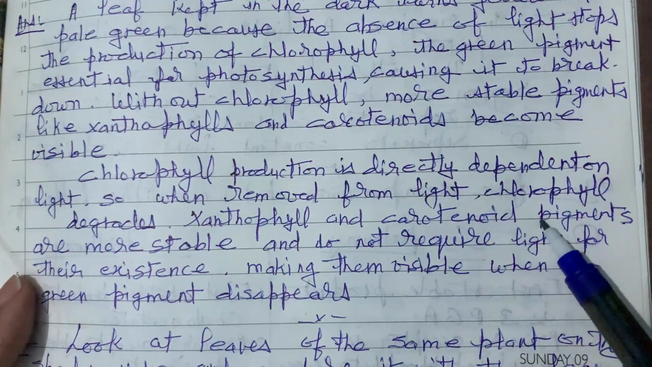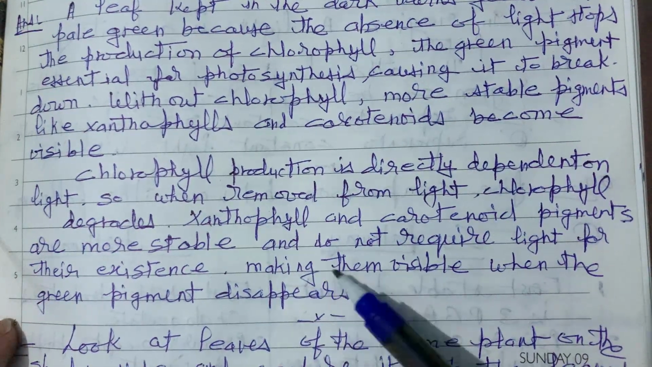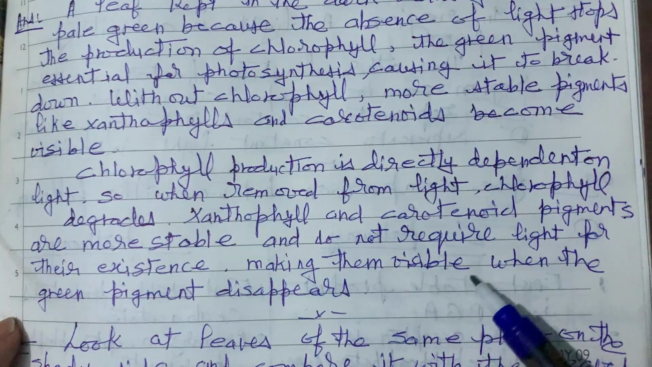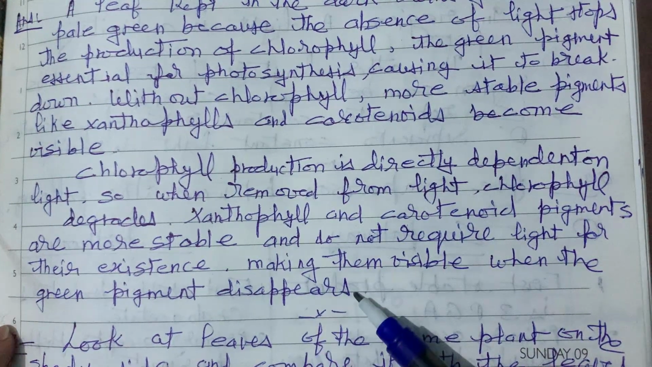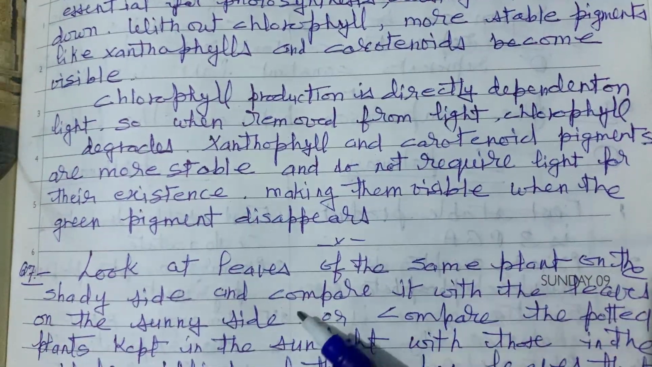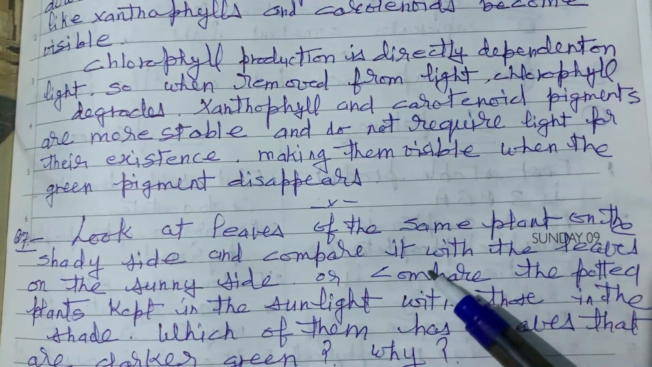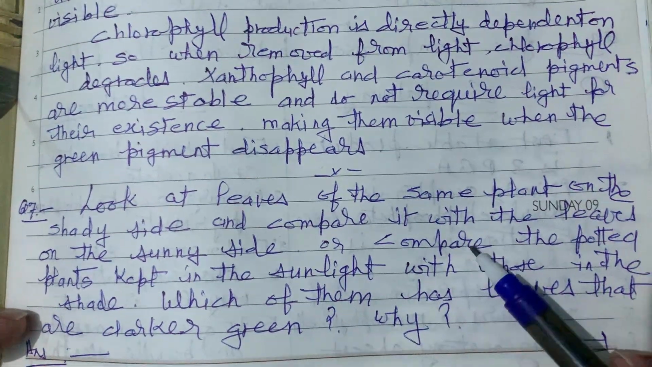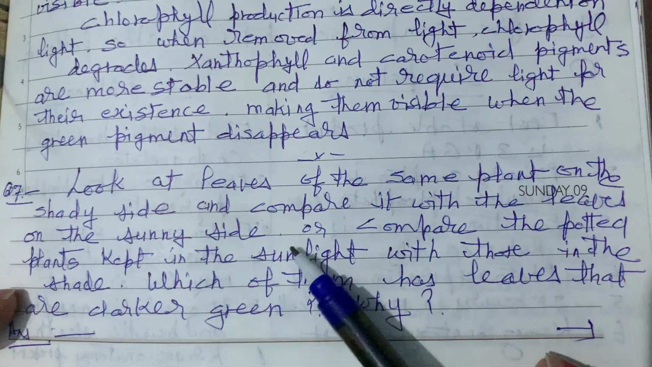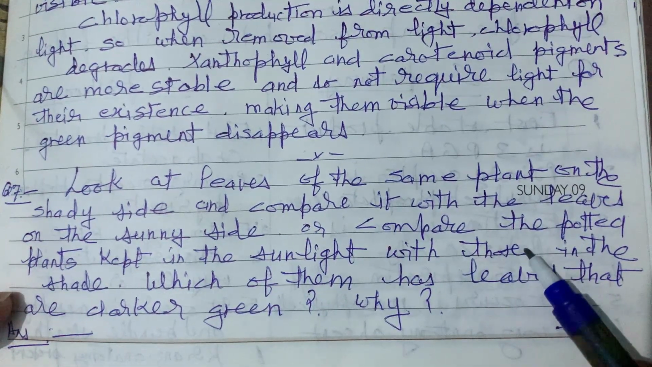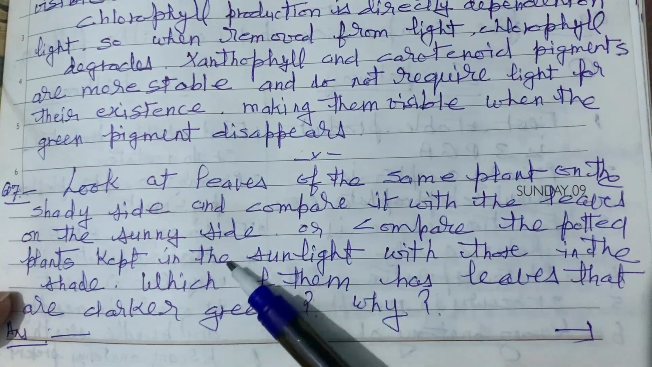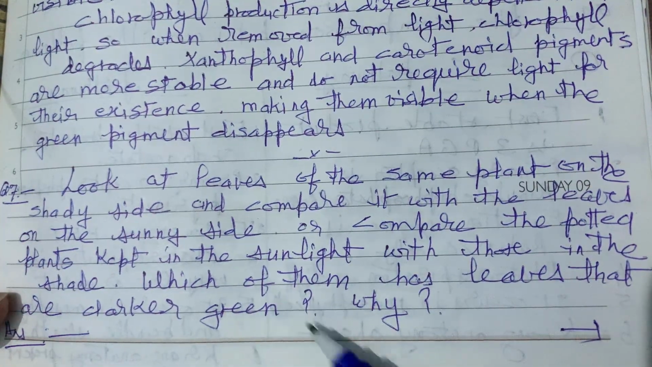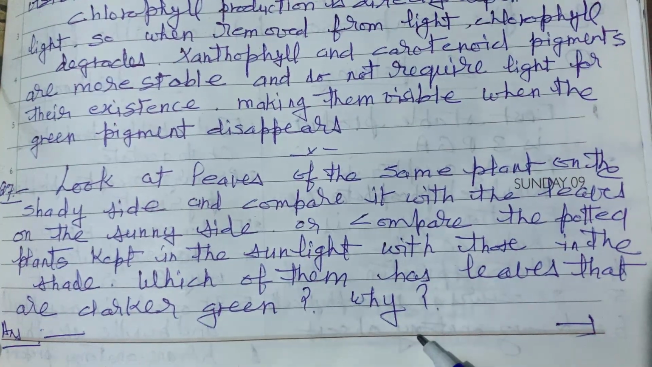Xanthophylls and carotenoid pigments are more stable and do not require light for their existence, making them visible when the green pigment disappears. Next question: look at leaves of the same plant on the shady side and compare them with the leaves on the sunny side, or compare the potted plants kept in sunlight with those in the shade. Which of them has leaves that are darker green?